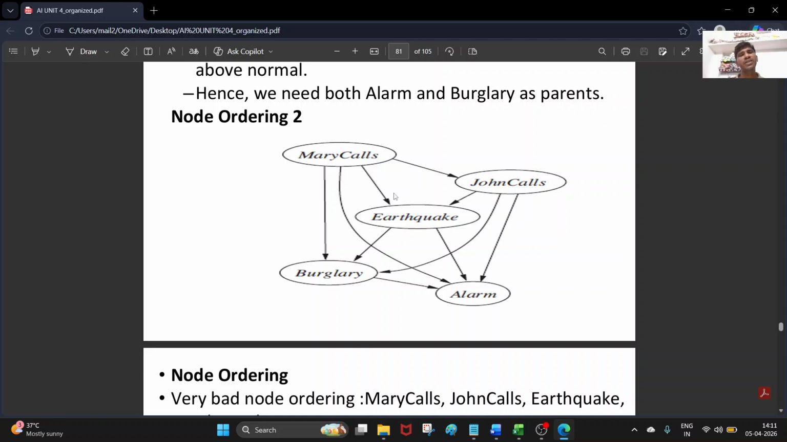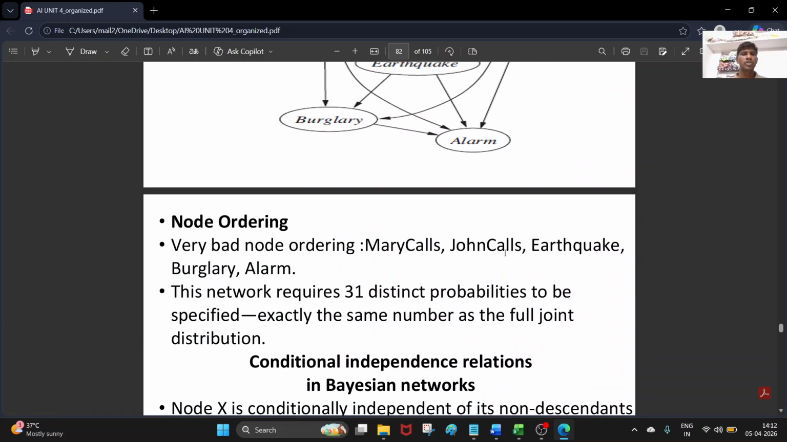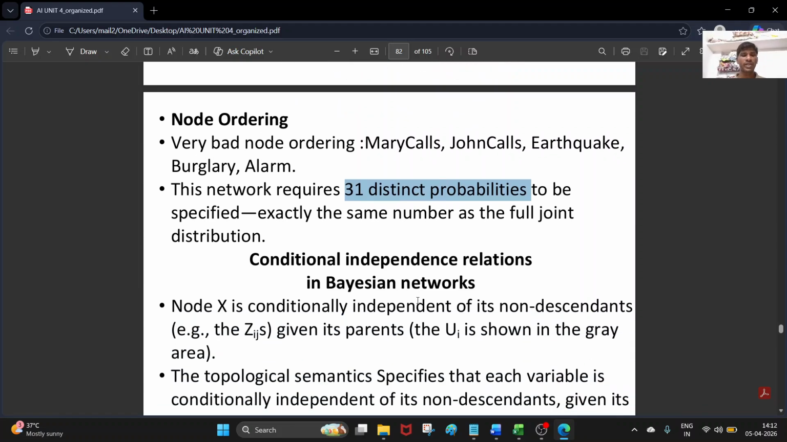Next is another kind of node ordering. Here we are considering Mary calls as first, then John calls, then earthquake, burglary and alarm. Here there will be many links from Mary calls to alarm. If you construct a Bayesian network like this, you have to construct it with 31 distinct probability values, so it will be somewhat complicated.